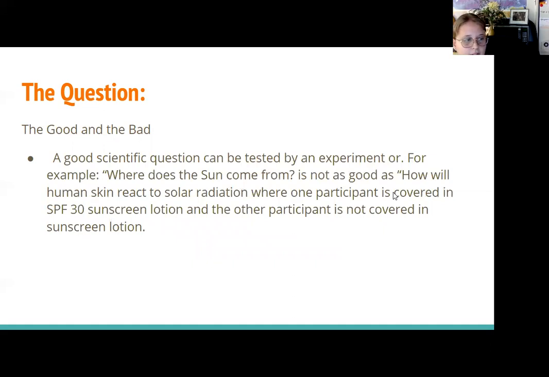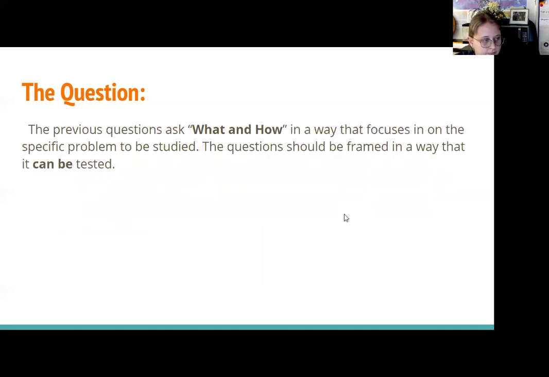Another thing about good scientific questions is that they can be tested by an experiment. We've talked about this the entire time. But here's a good example. Where does the sun come from is not necessarily something we can test. Okay? But how will human skin react to solar radiation, where one participant is covered in SPF 30 and the other is not covered in any sunscreen? So that is something that we could easily experiment with. Okay, so these questions should be framed in a way that it can be tested.